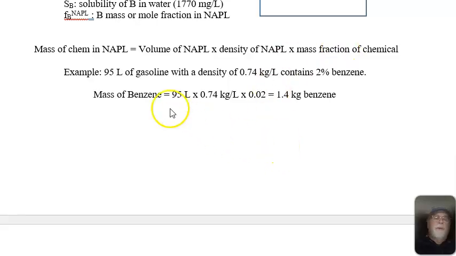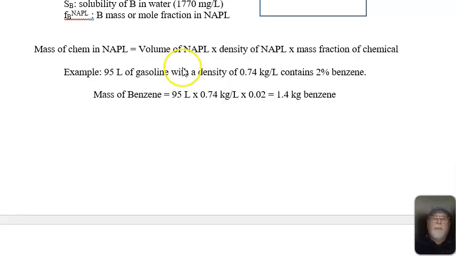For example, if I have 95 liters of gasoline with a density of 0.74 kilograms per liter, this is an LNAPL, it's floating on the water, and it has 2% benzene, without worrying about whether that's a mass fraction or whatever. If we take 95 liters times 0.74 kilograms per liter times 0.02, we have 1.4 kilograms of benzene. That's actually what we did a couple lectures ago in our example there.